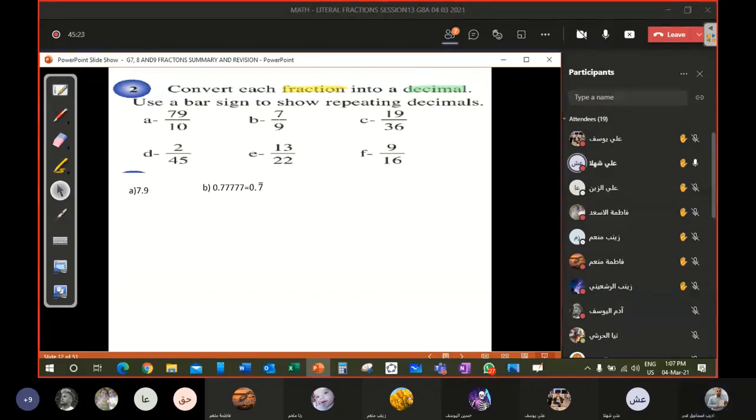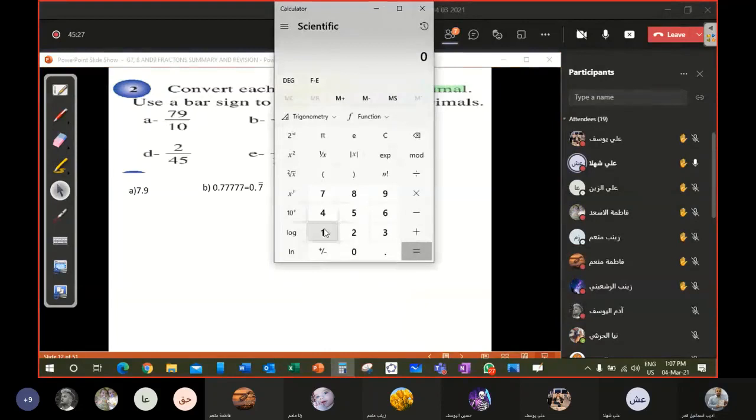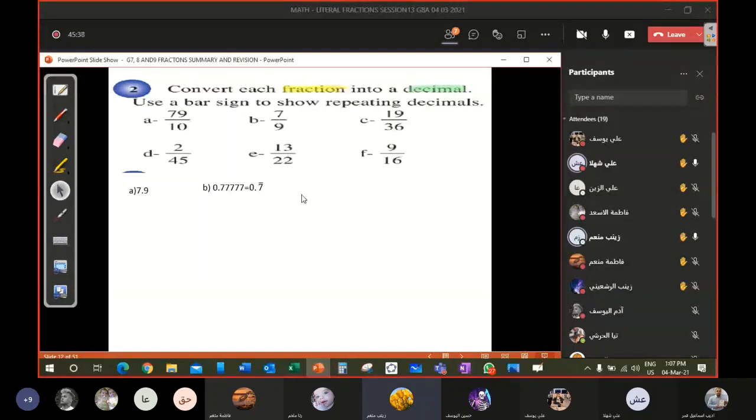19 over 36 is 0.5277 periodic. Okay. What is the period here? 7. So the answer is 0.52, they are not periodic. They are decimals, but 7 is periodic. And the number that is repeating is 7.